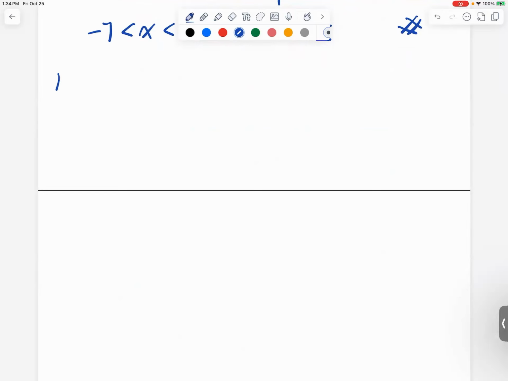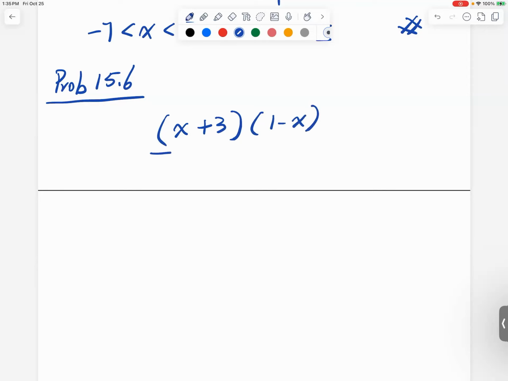Now let's look at problem 15.6. So higher order polynomial inequality is not the only one that this method works for. It also works for rational functions, rational inequalities. Let's look at this one. x plus 3, 1 minus x divided by x minus 5, bigger than or equal to 0.